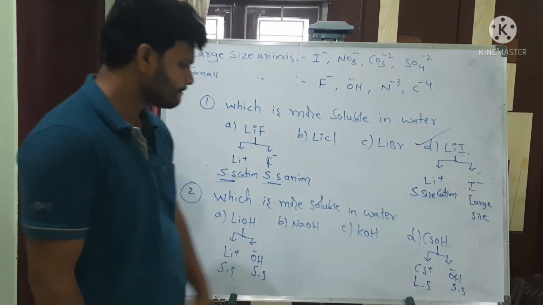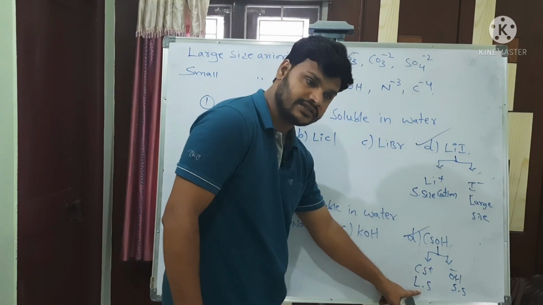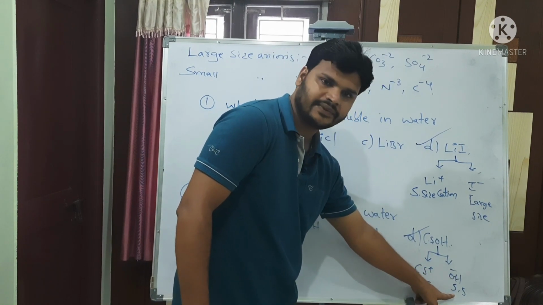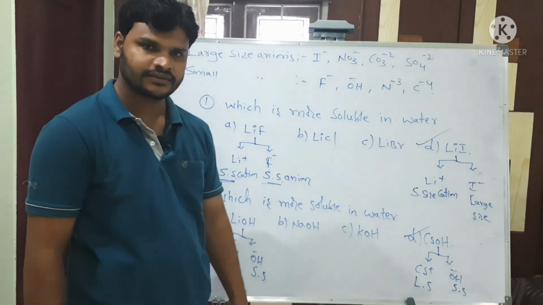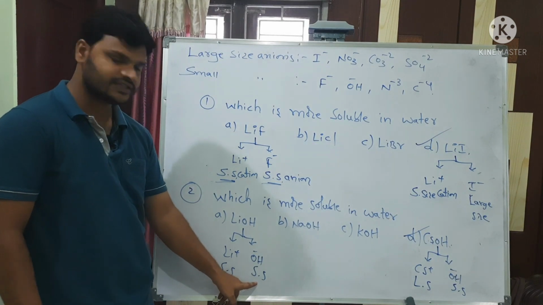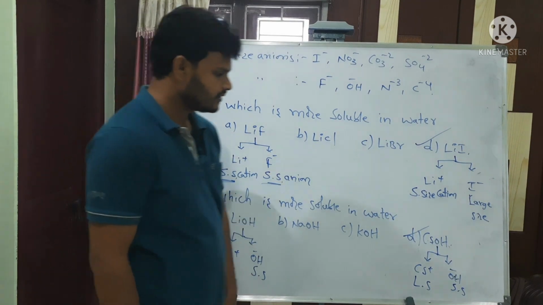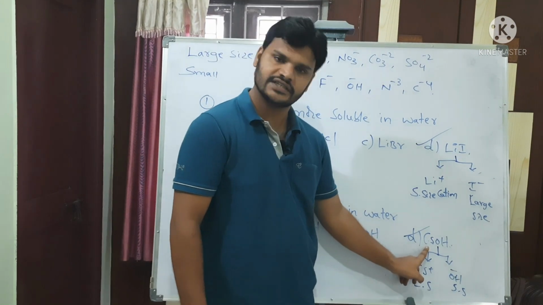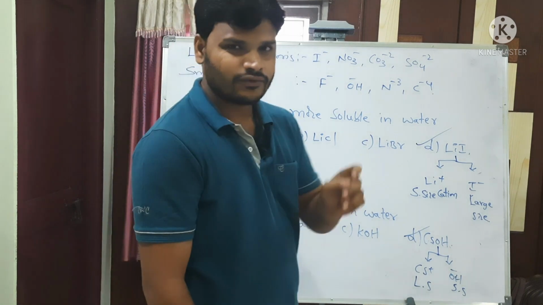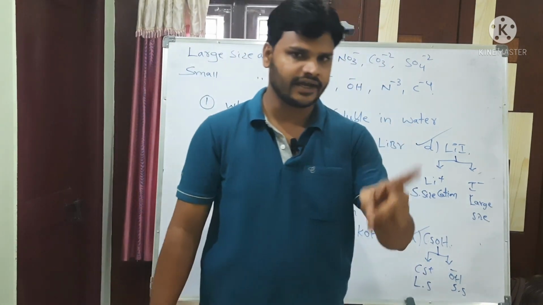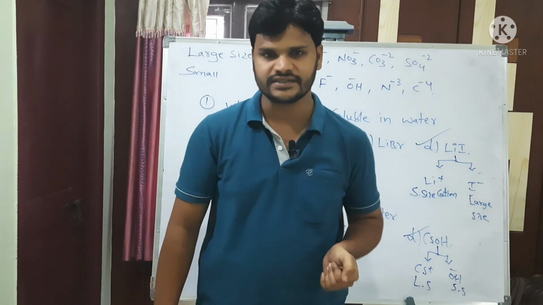Then answer is D. Why? Because cesium plus is nothing but large size, OH minus is nothing but small size. So there is a size difference, but here small, there is no size difference. That indication this is least soluble in water, this is more soluble in water. Is it clear so far? Yes, very good. Dear students, and one more important point, already I told you, solubility directly proportional to basicity.